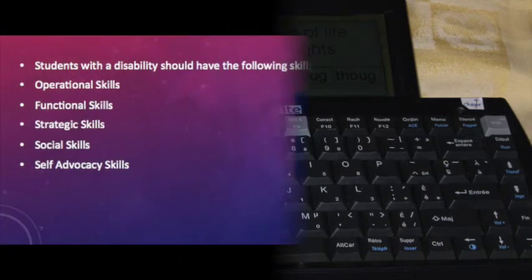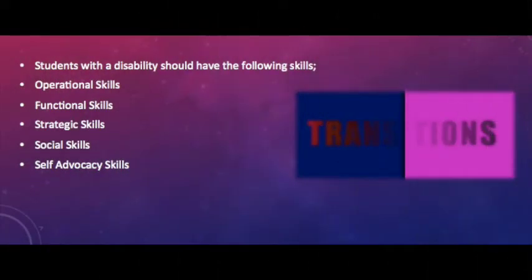Operational skills such as turning the device on and off, selecting the correct icons and keys, and using basic commands. Functional skills such as how to do tasks for which the device is intended, how to use the AT tool to help with that task. Strategic skills, deciding which tool or strategy to use for a specific activity, and knowing when to use or not use an AT device.